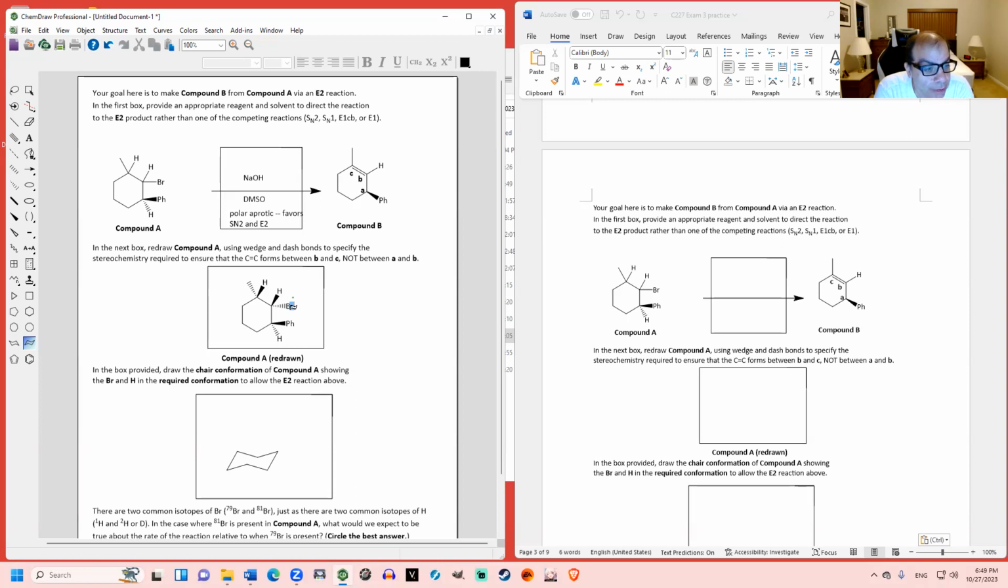So if I want the bromine to be down and the hydrogen to be up, maybe I'll put my bromine over here. And the hydrogen up. This is not the only correct way to draw it. Then my methyl group is down. And I have a hydrogen up over here.